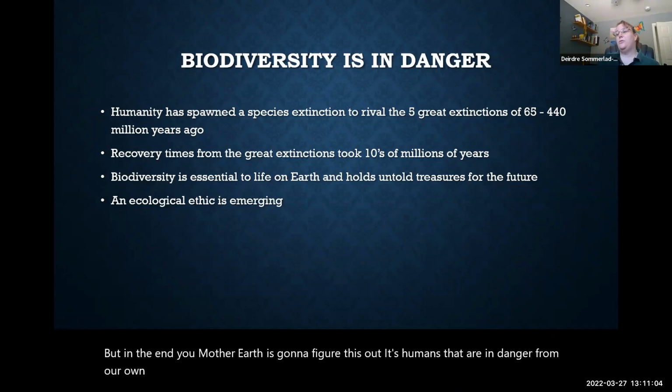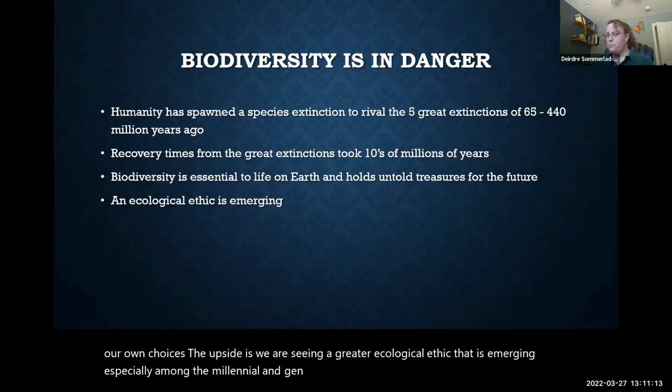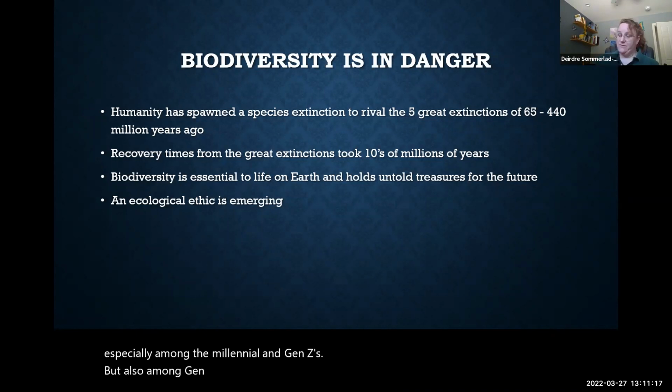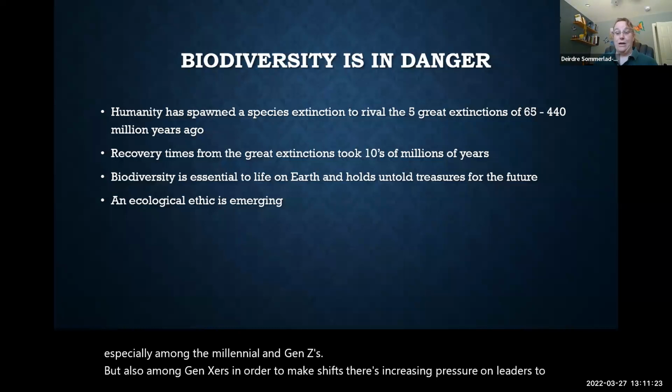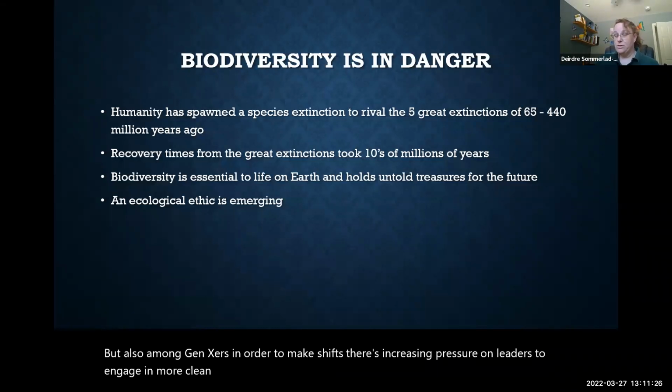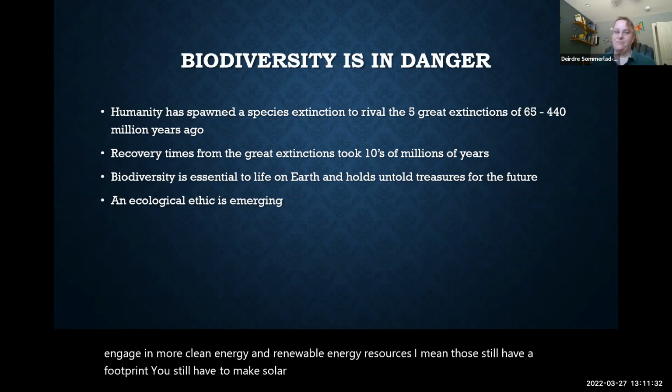The upside is we are seeing a greater ecological ethic that is emerging, especially among the millennial and Gen Zs, but also among Gen Xers in order to make shifts. There's increasing pressure on leaders to engage in more clean energy and renewable energy resources. I mean, those still have a footprint. You still have to make solar panels and they have a shelf life and they have a point where they have to be changed out.